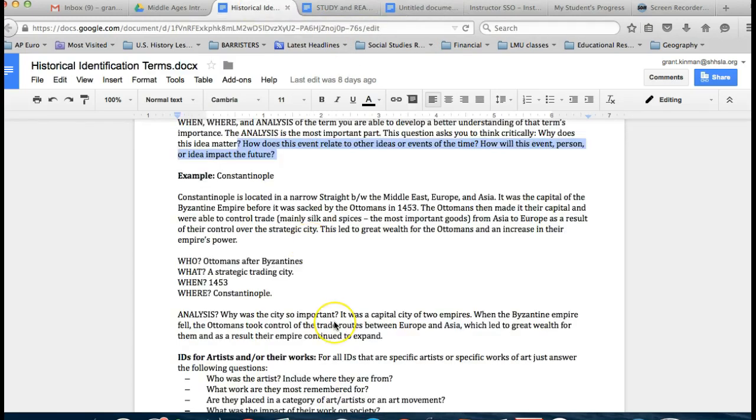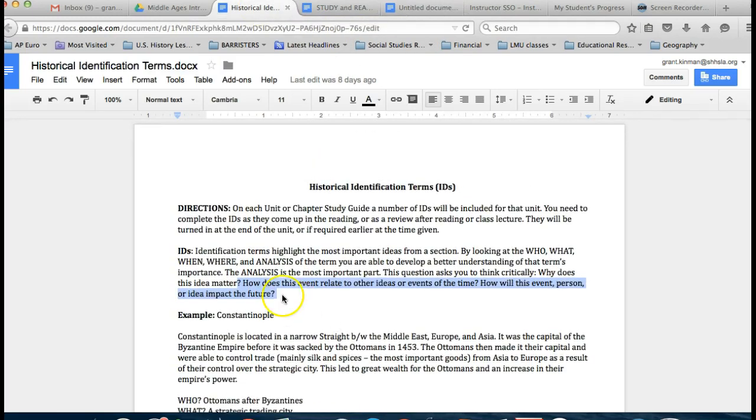I'm looking at your historical IDs handout here, and in historical IDs you're describing who, what, when, where, which is very basic. Those are facts. The analysis is the most important part. This question asks you to think critically. Why does this idea matter? How does this event relate to other ideas or events of the time? How will this event, person, or idea impact the future? So we're thinking about its impact right away, why it matters, and then how it will impact the future.